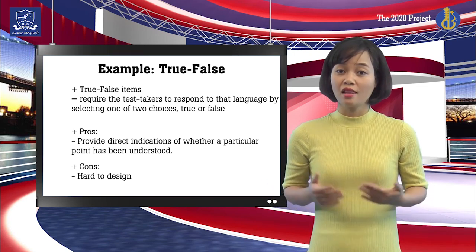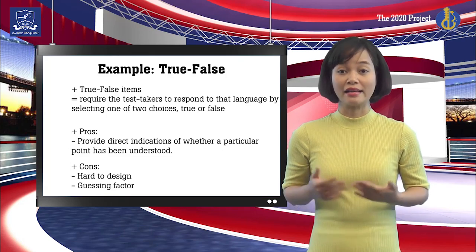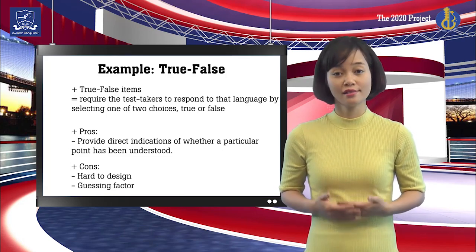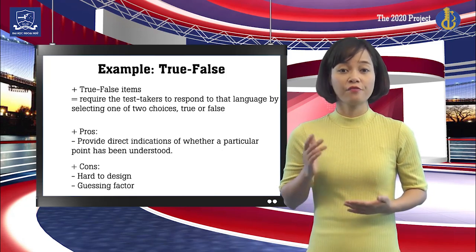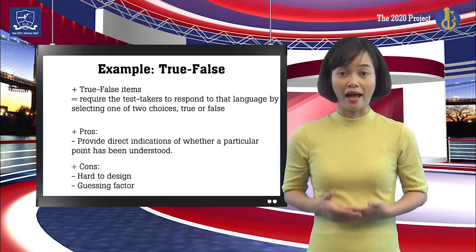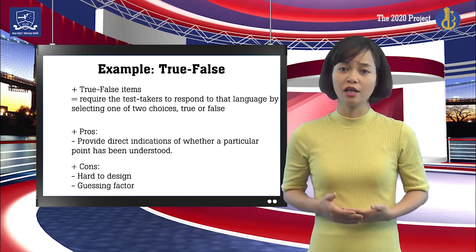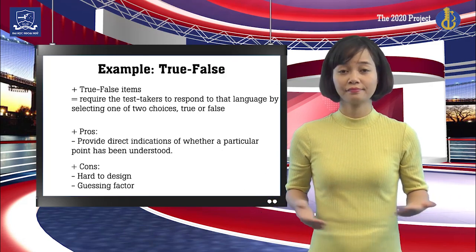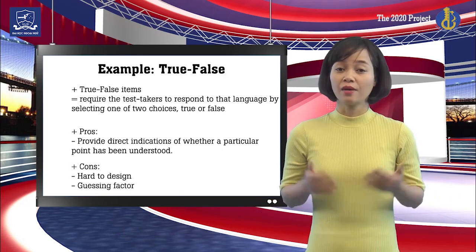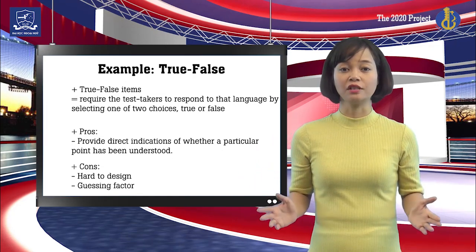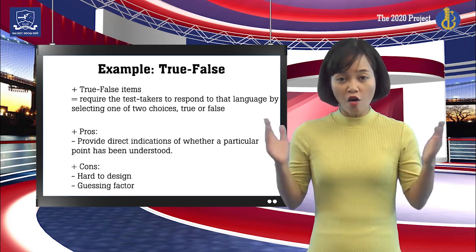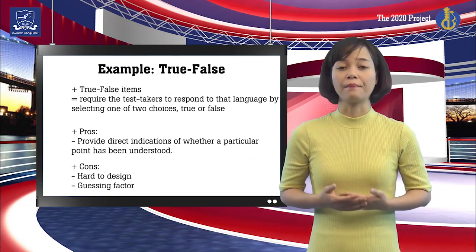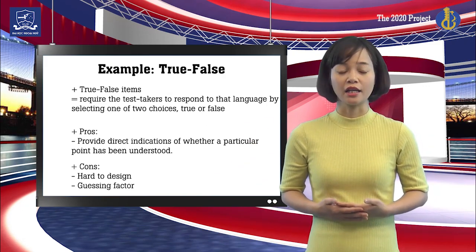The relatively large guessing factor is another problem for true-false assessments. In fact, the examinees have a 50% chance of answering correctly even if they do not know the answer. However, if a large number of carefully designed true-false items are used, the overall score should overcome much of the guessing factor's influence.